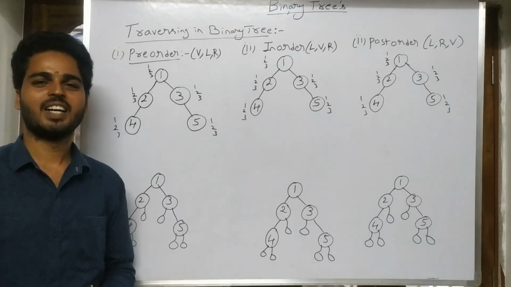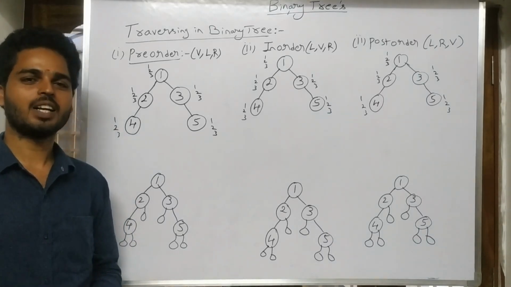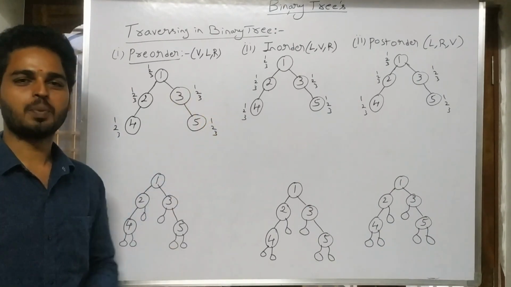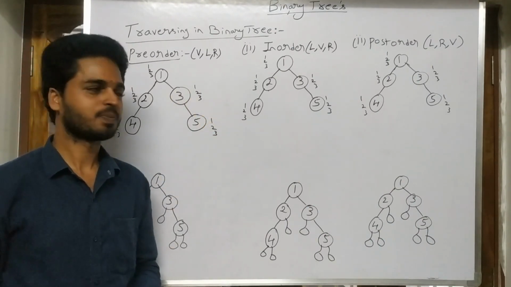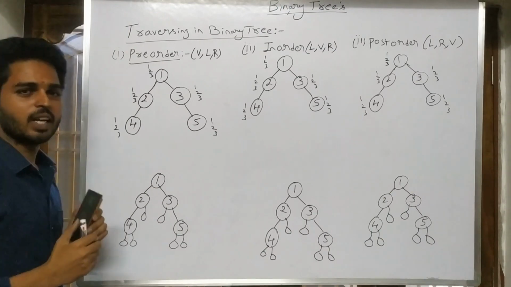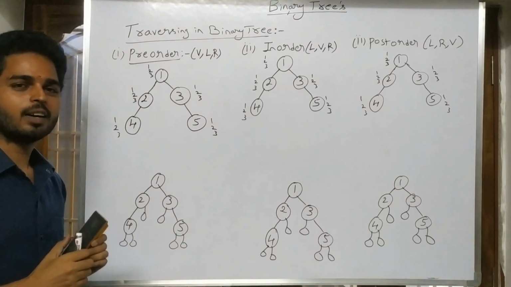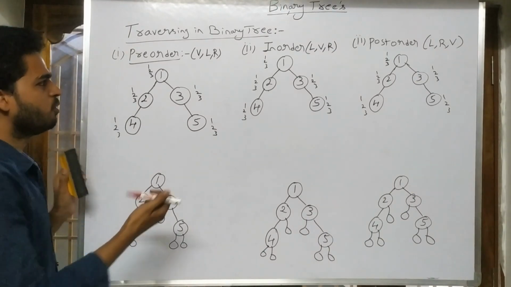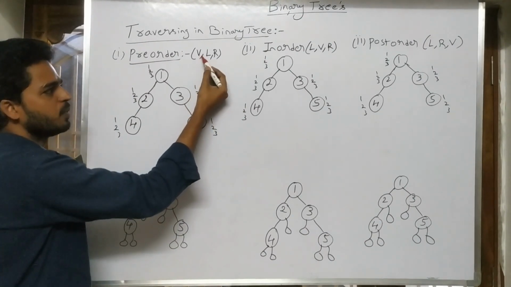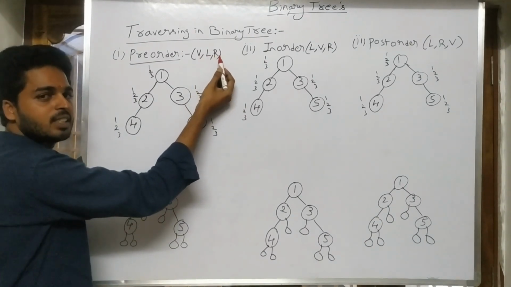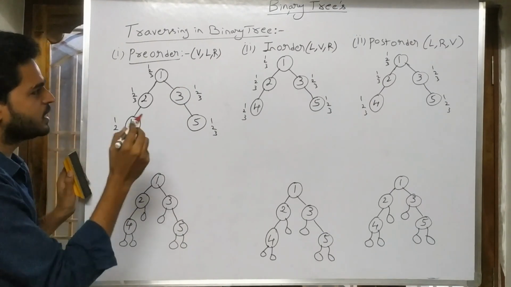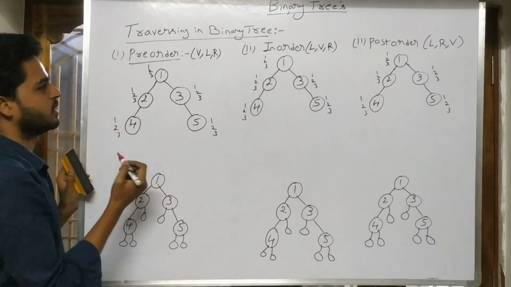Hi everyone, let's see an example for pre-order, in-order and post-order with shortcut. Generally, if they are asking to construct a pre-order for the given tree, we will follow the formula: visiting the node, then left side visit, then right side visit recursively. Just see that normal process.